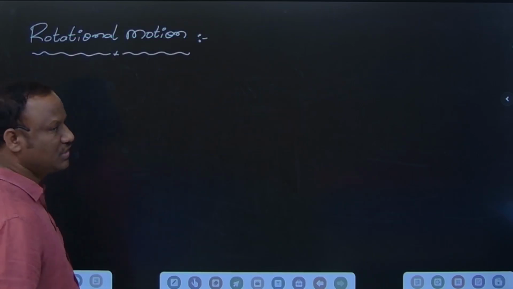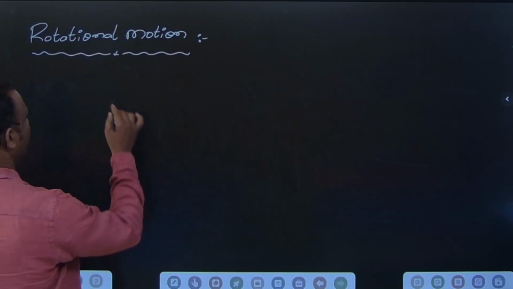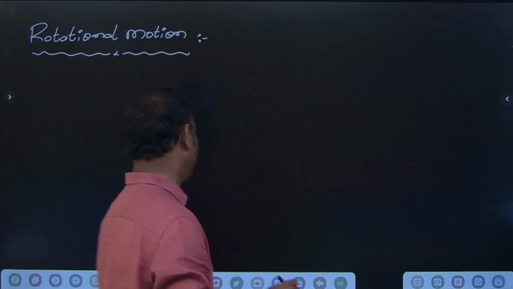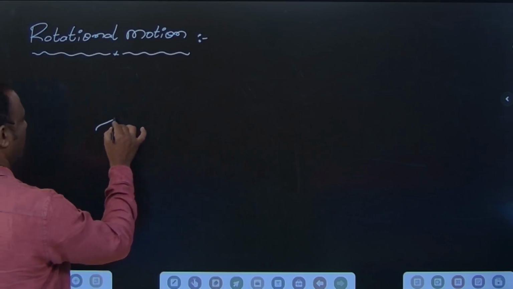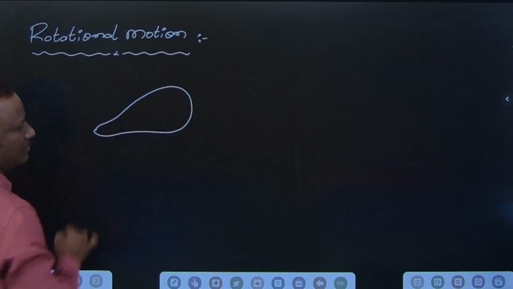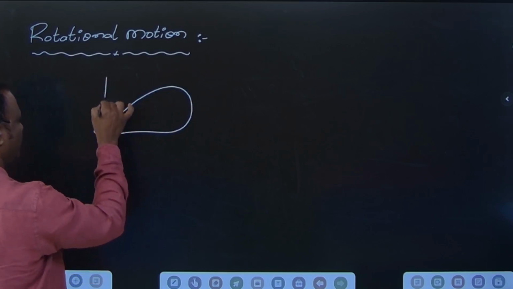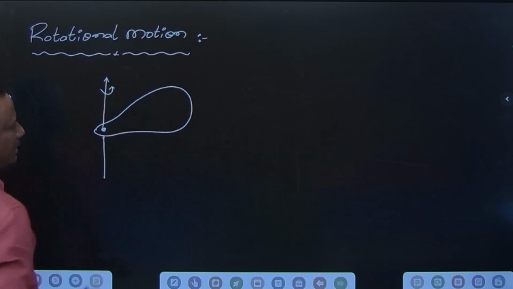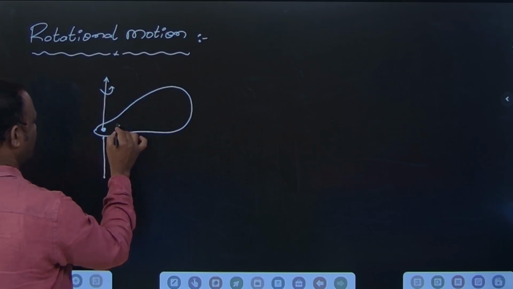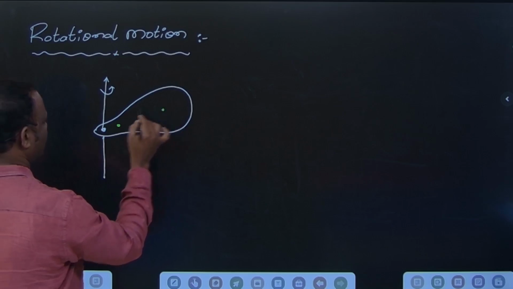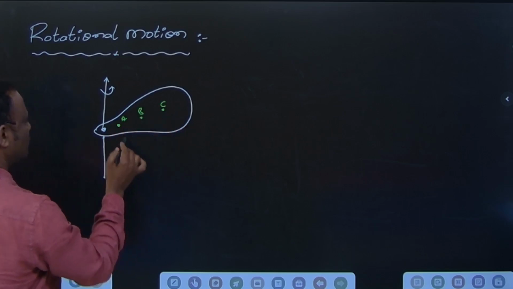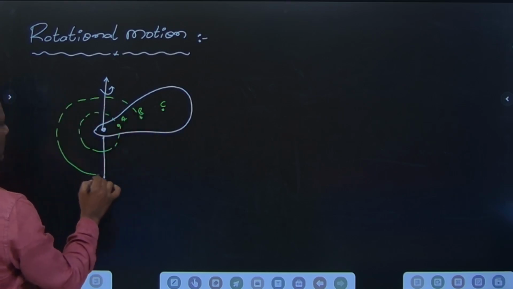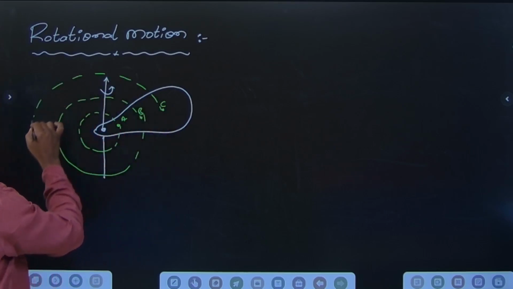Now, rotational motion. If you choose any body, it has to be rotated with respect to a point. For example, take any irregular shaped body. It rotates about this axis, which is called the axis of rotation. If I choose different points A, B and C, their paths are concentric circles.